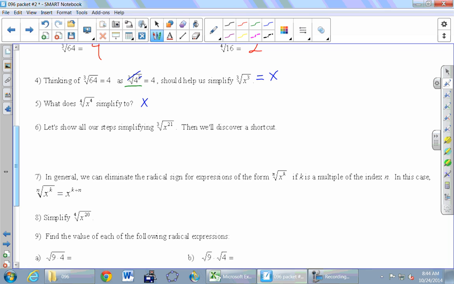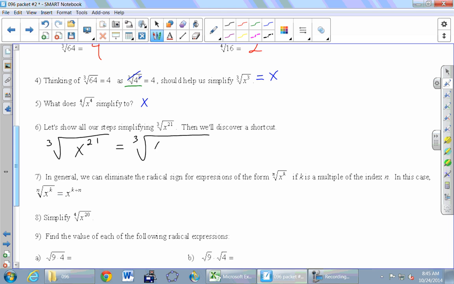So here's what we're going to do. I'm going to start with the cube root of x to the 21, and I'm going to follow a process that I'm not going to expect you to follow. Once we get to the shortcut at the end, you're welcome to use it, but I don't want to just throw the shortcut up here and say, hey, memorize this because Ian says it's true.